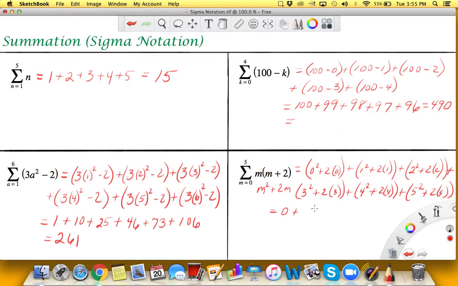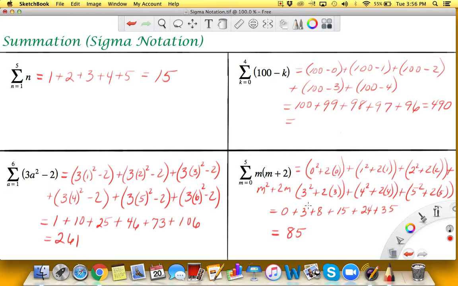Okay, now here we're just going to start with 0 for that first value. 1 squared is 1 plus 2 is 3. Here we have 4 plus 4, which is 8. We have 9 plus 6, which is 15. We have 16 plus 8, which is 24. And then we have 25 plus 10, which is 35. And when we add all of those values together, we're going to get 35 plus 24 plus 15 plus 8 plus 3 plus 0, and we will get a sum of 85.